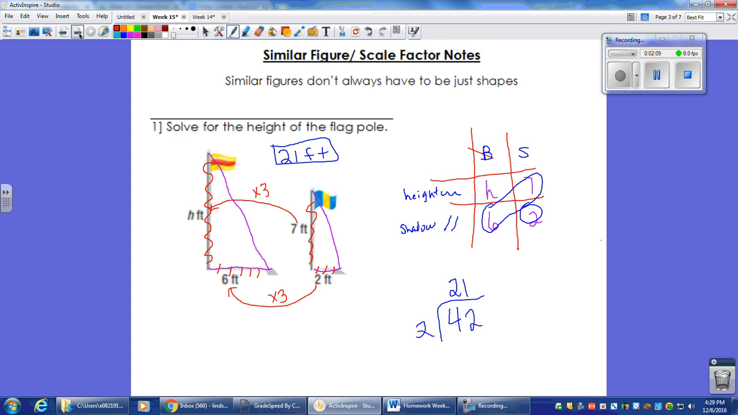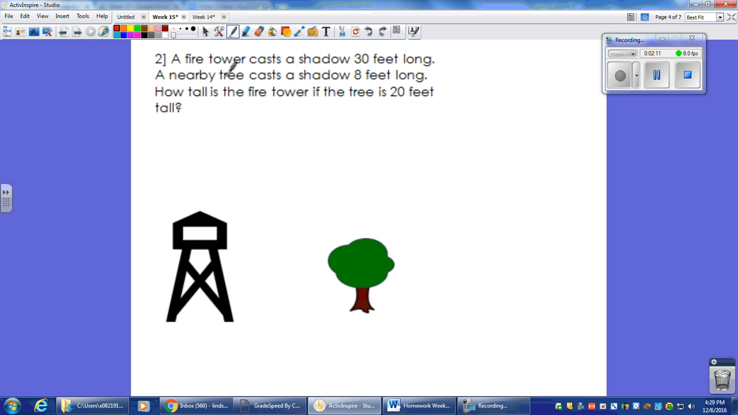So this next one, it says a fire tower casts a shadow that is 30 feet long. So what I'm going to do is draw a shadow for this fire tower, and I'm going to write 30 feet. Then it says a nearby tree casts a shadow that is 8 feet long, so I'm going to draw an 8-foot shadow for my tree. And it says, how tall is the fire tower if the tree is 20 feet? So if you want to draw the similar triangles, you can.